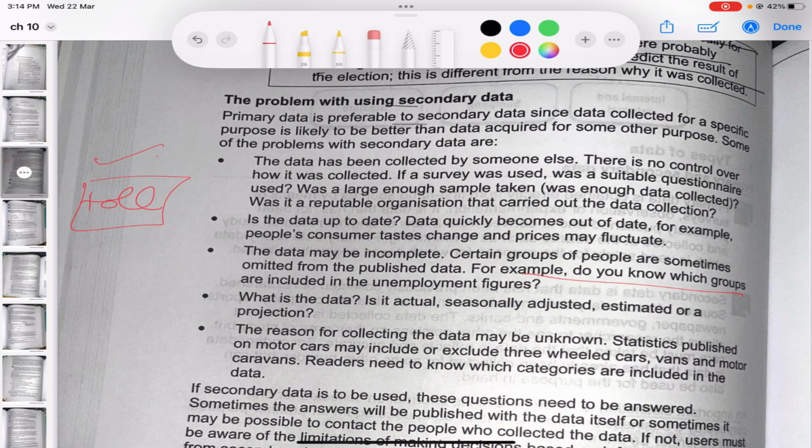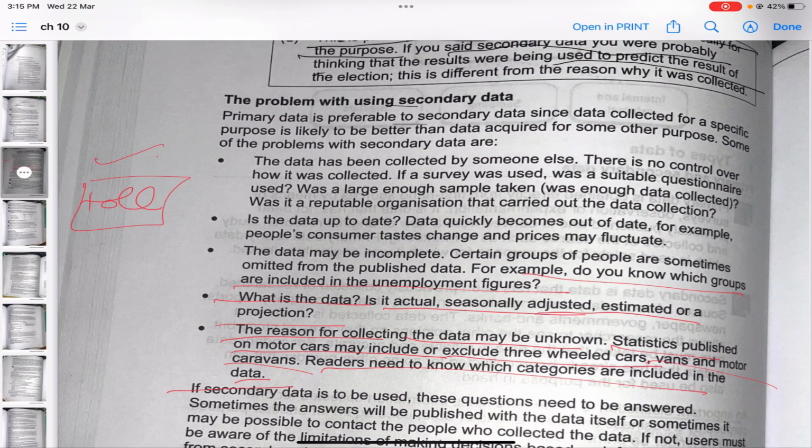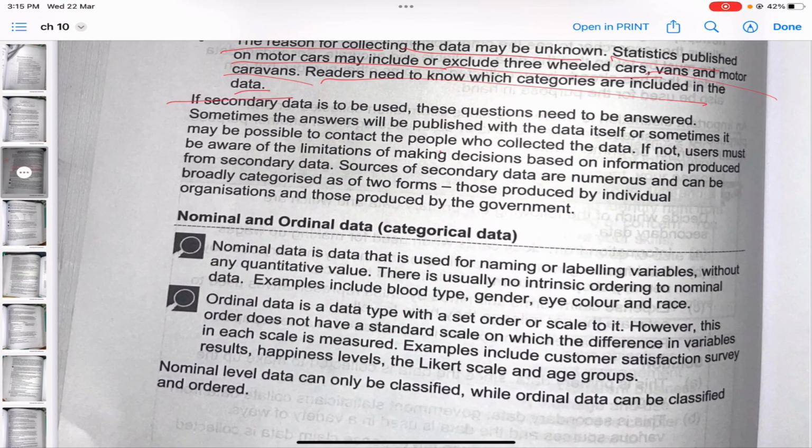For example, do you know which groups are included in the unemployment figures? What is the data? Is it actual, seasonally adjusted, estimated, or projection? The reason for collecting the data may be unknown. Statistics published on motor cars may include or exclude three-wheeled cars, vans, and motor caravans. Readers need to know which categories are included in data. So these are the various kinds of limitations which come when we're talking about secondary data. If secondary data is to be used, these questions need to be answered.